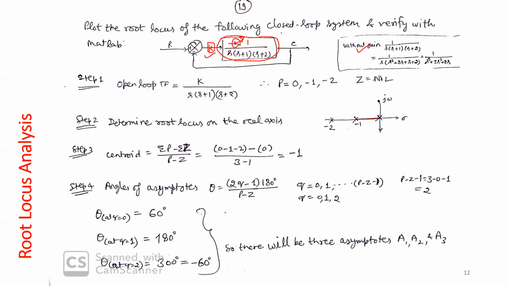So let's start very quickly because we have already discussed. Step 1, open loop transfer function. Clear? This is my open loop transfer function. I write here. So how many poles are there? S equals 0, S equals -1, S equals -2. 3 poles I got. And there is no S coefficient in the numerator, so zeros are nil. There is no zero.